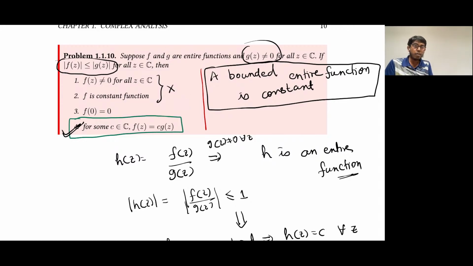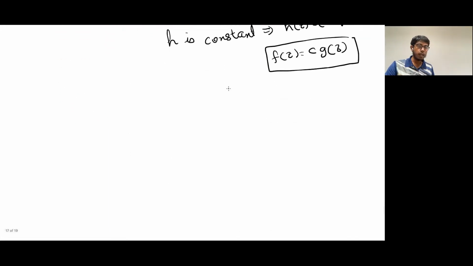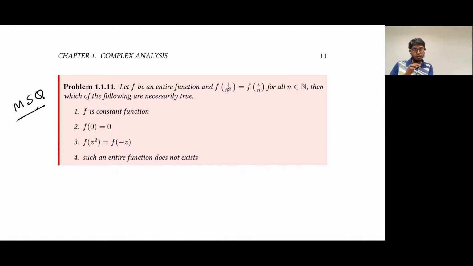The correct problem would be: then which of the following are necessarily true, not always true, right? So what about problem number 11, that f is an entire function that satisfies this? So options 1 and 2: f is a constant function and f(0) equals 0.